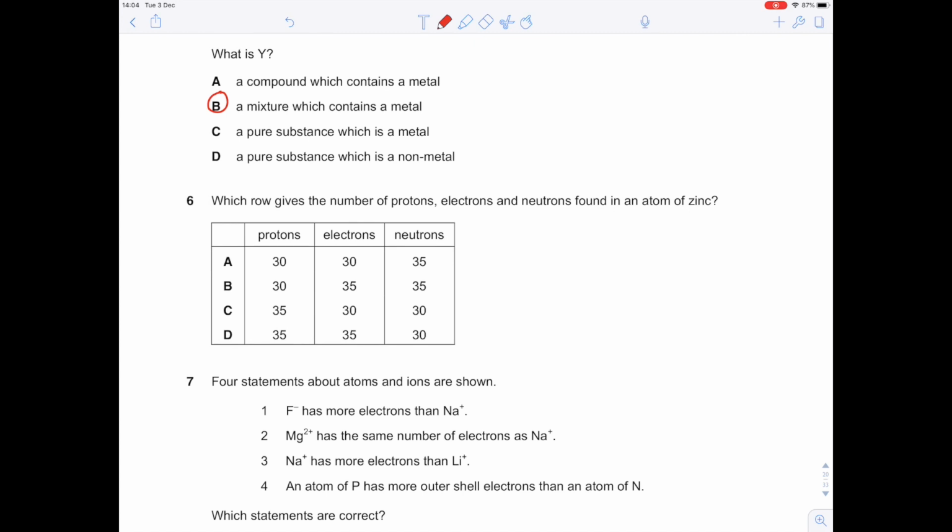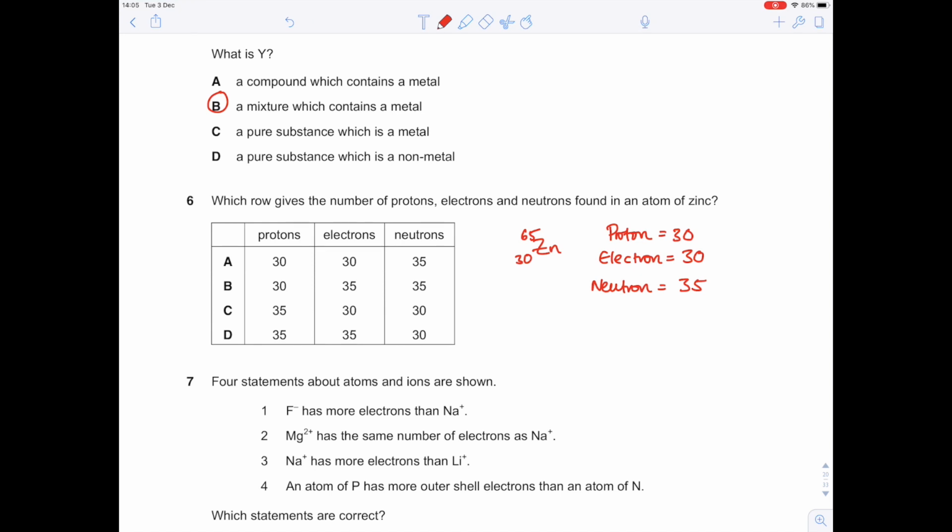Which row gives the number of protons, electrons and neutrons found in an atom of zinc? You're going to have to use your periodic table to do this. Now it has a mass of 65, so an atomic mass of 65, and its atomic number, its proton number, is 30. So let's write out what we know. Well, we know that the atomic number is the same as the proton number, so we know that its proton number is 30. Remember, neutral atoms of elements have equal numbers of protons and electrons, so that's also going to be 30. And the neutron number is calculated by taking the atomic number away from the mass number, so that's 35. So which row agrees with that?